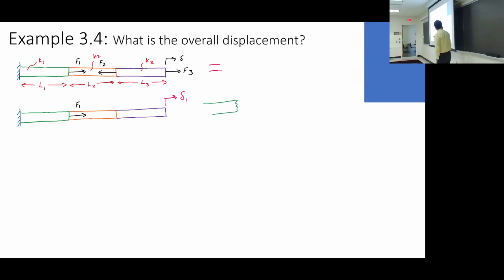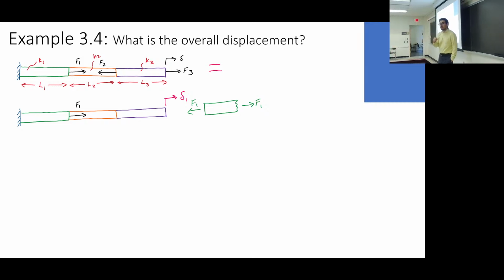Let's think about a couple of things. First, what is the internal force in the green region? Well, it's just F1, right? If that's all it is. What are the internal forces in the orange and the purple regions? 0, right, Dylan? They are 0. So the green region is feeling it. It's emotionally attached to this force.